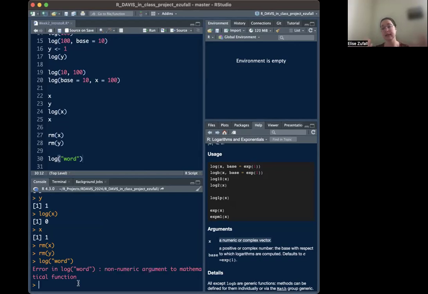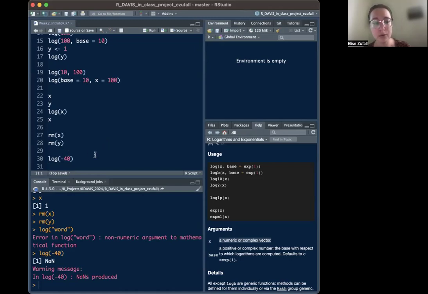So the next thing that you might see in big scary red letters, besides errors, are warnings. So what happens if we take the log of a negative number? The log of negative 40 is going to give us a warning message saying, hey, I produced this thing called NaN, or not a number. If we run the output, it'll show us that it's not a number. And we get this warning message. Same thing, big scary red letters, but it's very important to read it so you can understand what happened.